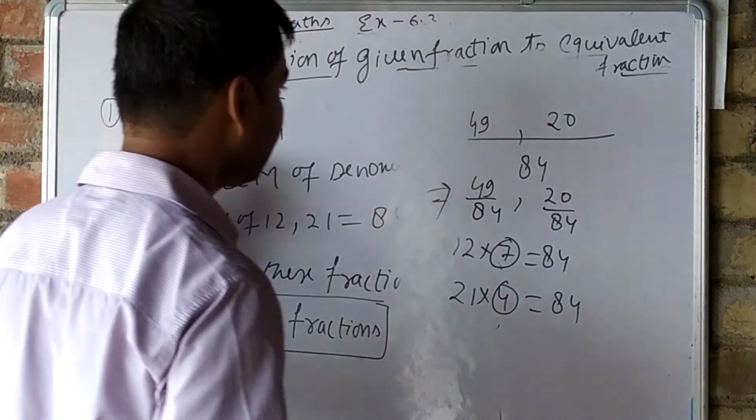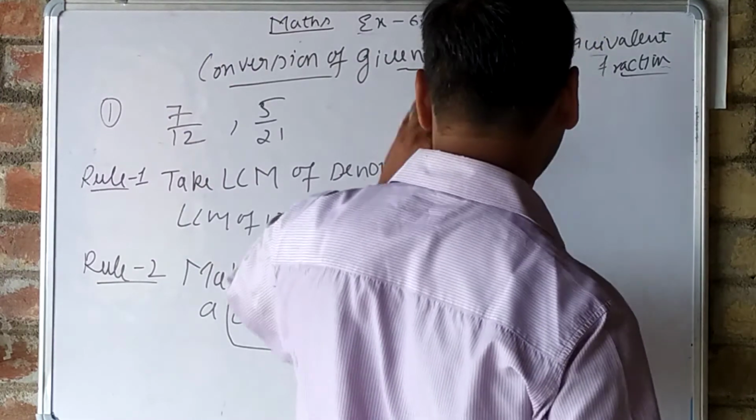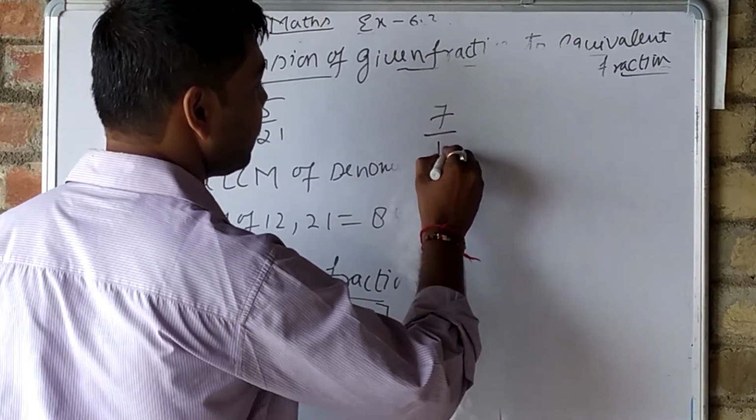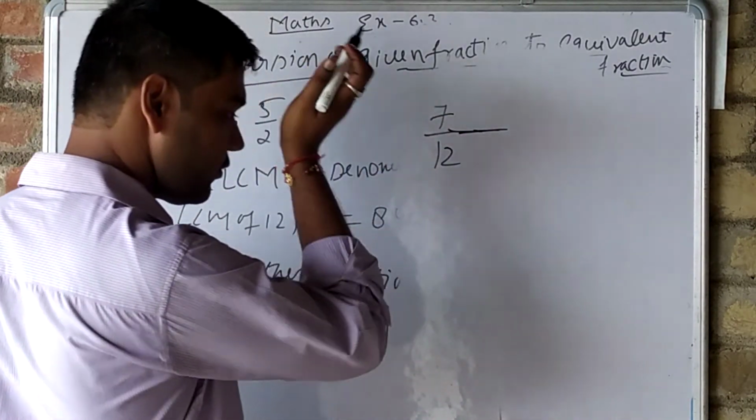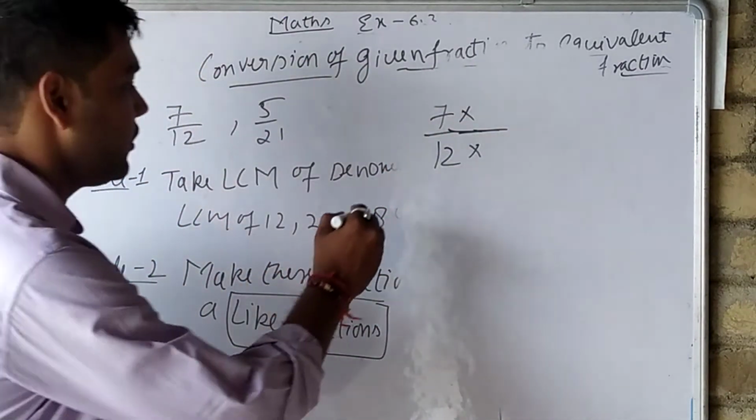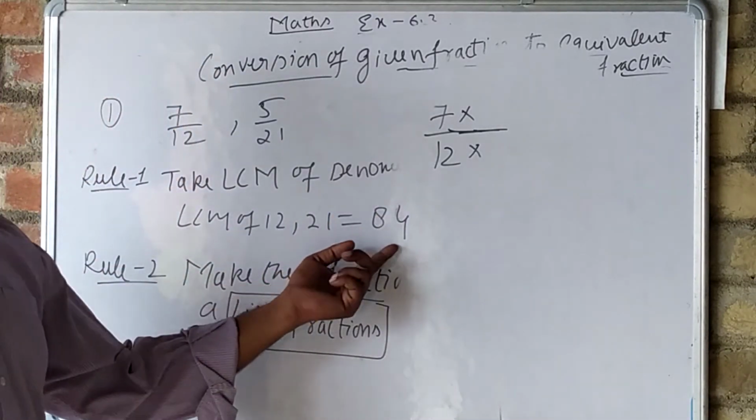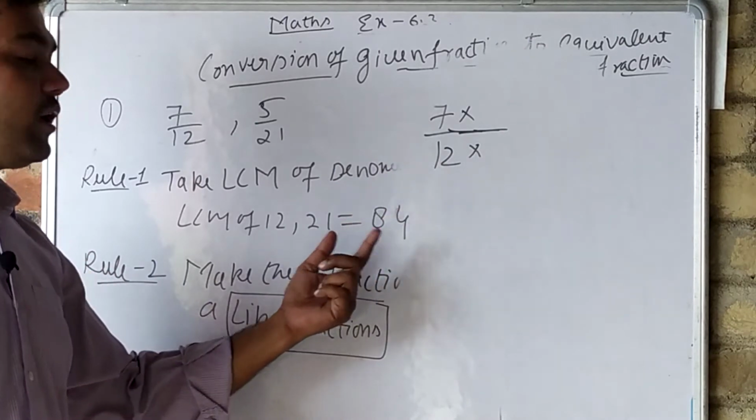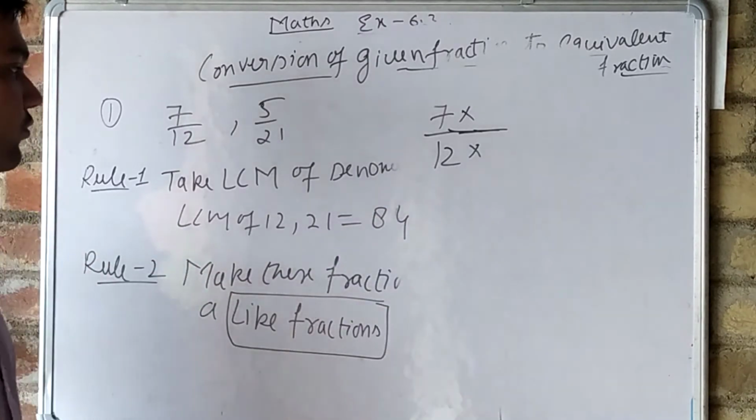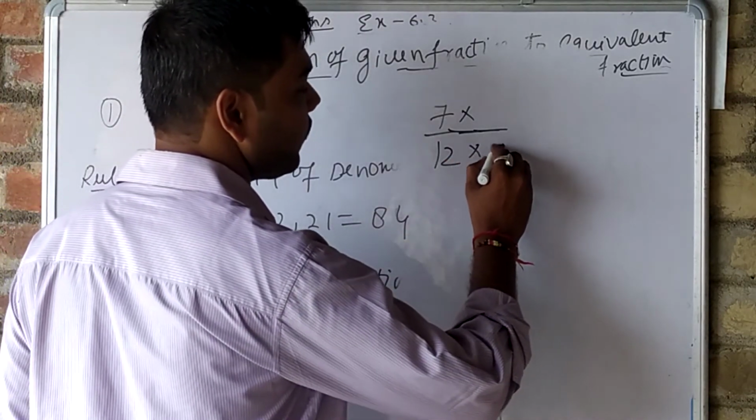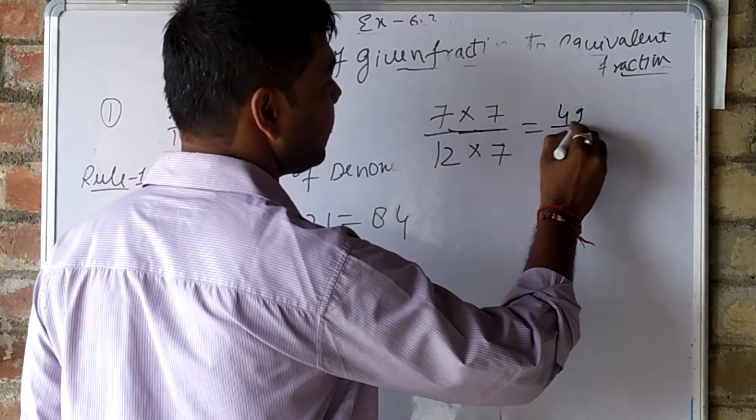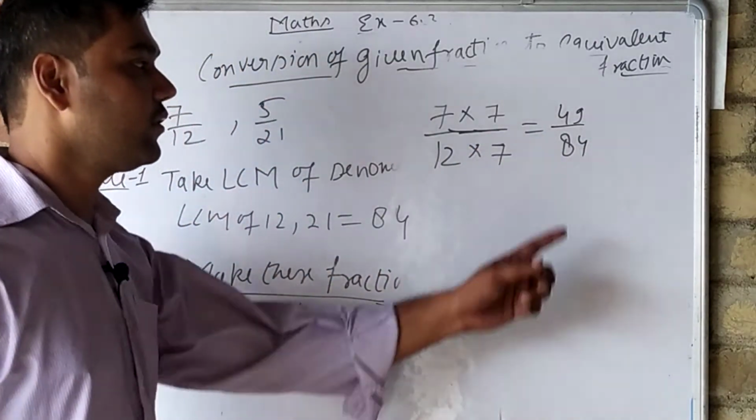Understand? So see here, there is one more way by which you can do it. 7 by 12 is written. You can simply multiply with any number to get the LCM value, that is, any number by which we will get 84 as the denominator. Understand? So 12 times 7 is 84, and when we multiply with 7 here, we have to multiply the numerator with the same value. So 7 times 7 is 49, 12 times 7 is 84. Understand? This is the first fraction.